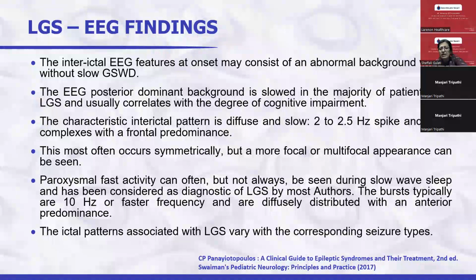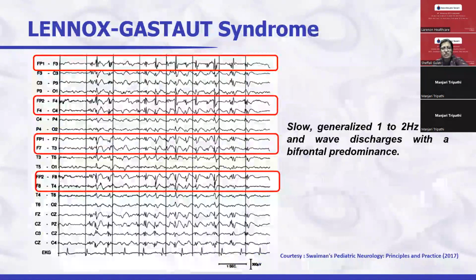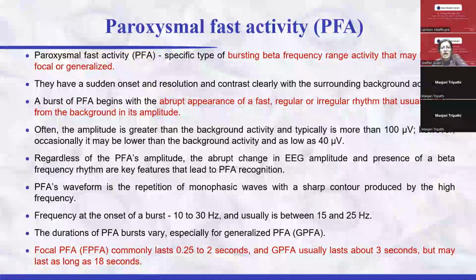And the ictal patterns associated will depend on the various seizure types. So this is slow generalized 1 to 2 Hertz spike and wave discharges with bifrontal predominance. And this PFA, which is very important, these are bursting beta frequency range activity that may either be focal or generalized. They have abrupt appearance of a fast, regular rhythm that usually differs from the background in its amplitude.